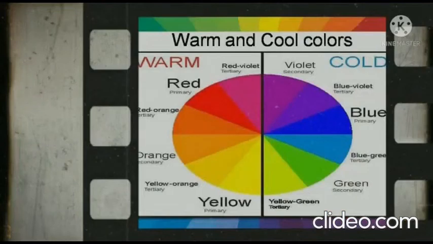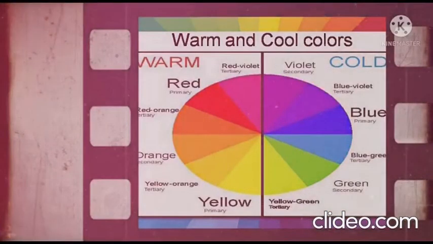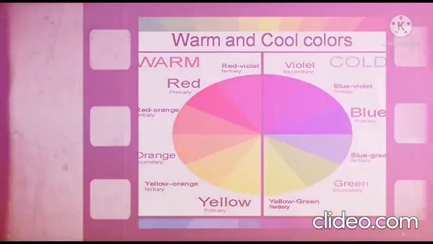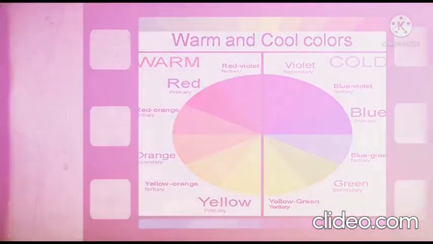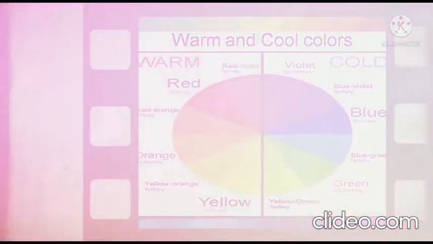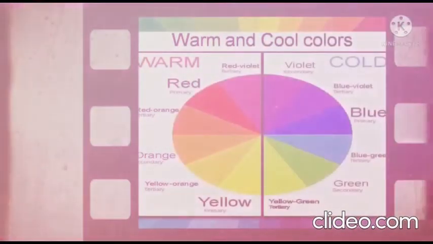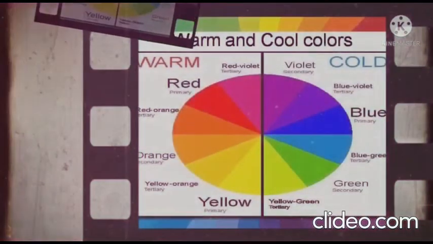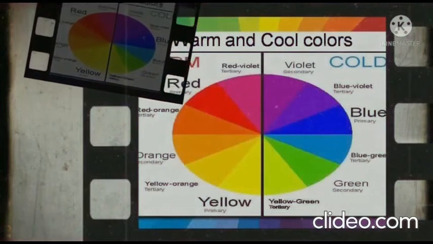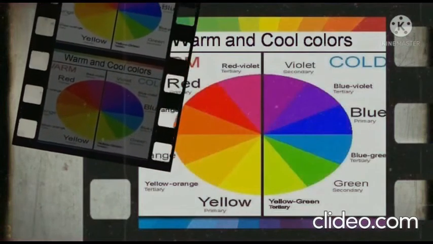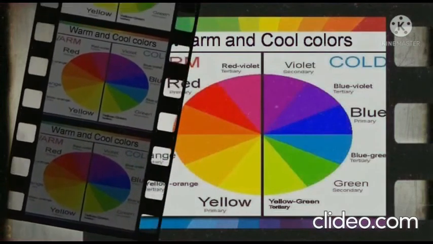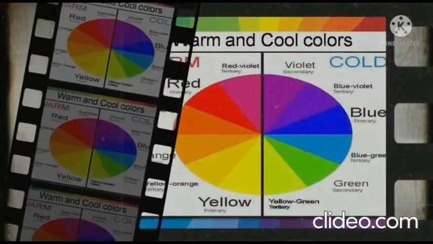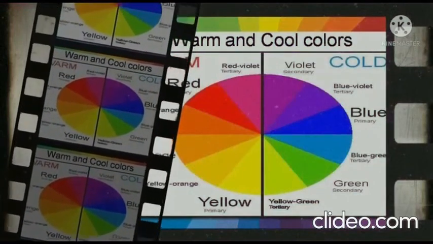Warm and cool colors. Warm colors like red, yellow and orange are traditionally associated with warm or hot things like the shining sun, a glowing sunset, or a roaring fire. These colors tend to advance towards the viewers.